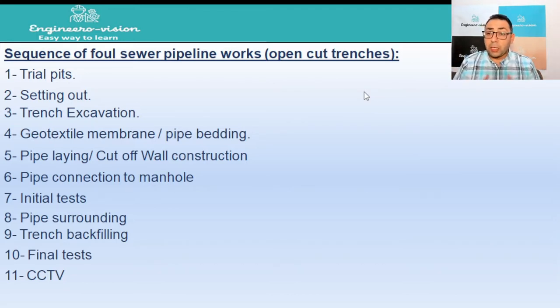First of all, we have to do trial pits, and then we'll go to setting out of the line. Then we'll start the excavation of that line. We'll lay geotextile membrane, pipe bedding, pipe laying. Then we'll construct something called cut-off wall. Then we'll connect our pipe to the manhole. Then we'll do pipe surrounding or partial surround. Then we'll do initial test. Then we'll continue our surrounding. We'll go for backfilling. We'll do final test. Then we'll go for CCTV for final handing over.